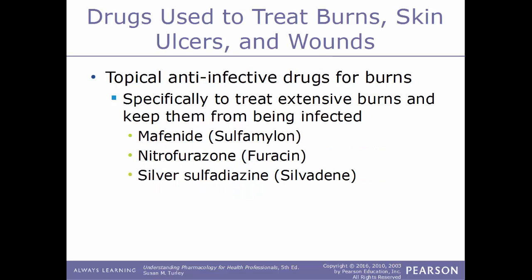The other kind of drug that you could use are topical anti-infective drugs for burns. These are specifically used to treat extensive burns and to keep them from being infected. And some examples of this kind of drug would be mafenide, which is also known by the brand name Sulfamylon, nitrofurazone, also known by its trade name Furacin, and sulfadiazine, also known by its trade name Silvadene.